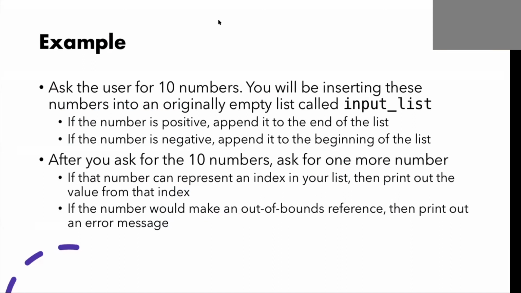Ask the user for 10 numbers. You will be inserting these numbers into an originally empty list called input list. If the number is positive, append it to the end of the list. If the number is negative, append it to the beginning of the list. After you ask for 10 numbers, ask for one more number. If that number can represent an index in your list, then print out the value from the index. If the number would make an out of bounds reference, then print out an error message.